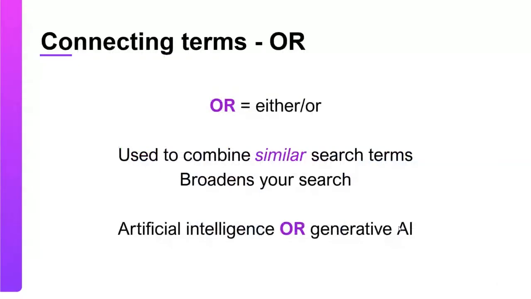So this broadens your search because it tells it, okay, yes, I want this topic, but I also want it if it appears as this term as well, because that's still relevant to me. So you would include it by saying artificial intelligence or generative AI, college or university, primary education or elementary education, that sort of thing, right?